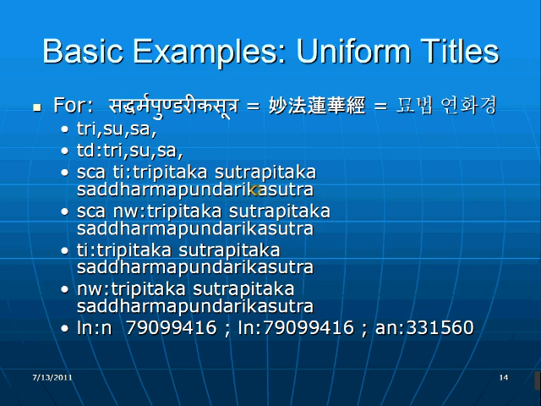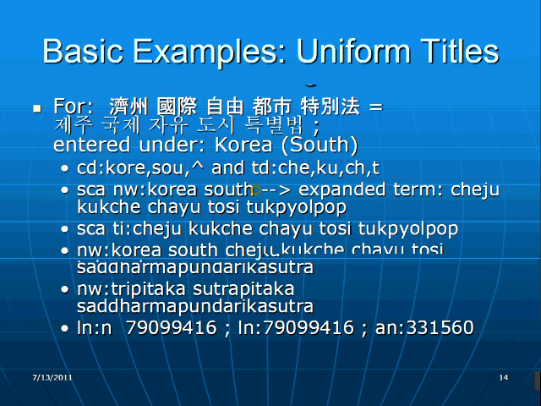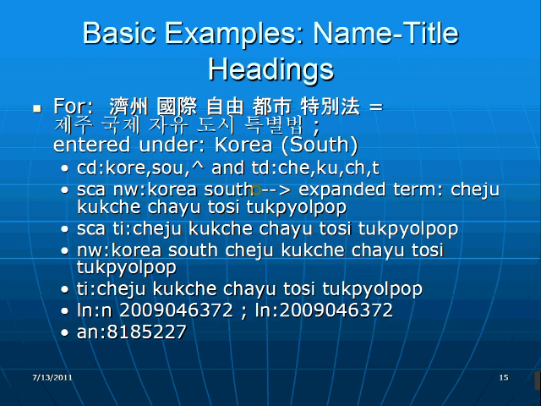For uniform titles, an example is Lotus Sutra. Some command possibilities include 3, su, sa, or td colon 3, su, sa, comma. For browsing, skia ti colon tripitaka sutra pitaka sa dharma pundarika sutra, or skia nw colon tripitaka sutra pitaka sa dharma pundarika sutra. For keywords such, ti colon tripitaka sutra pitaka sa dharma pundarika sutra, or nw colon with those same words. LCCN and OCLC authority record number searches are in the same manner as with personal corporate conference geographic names.